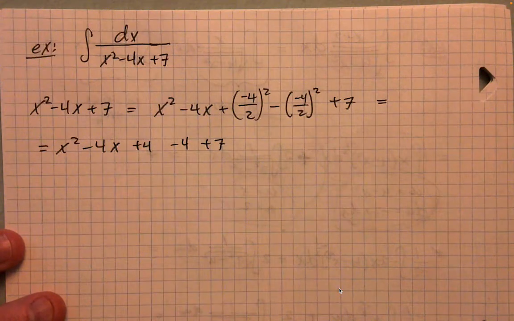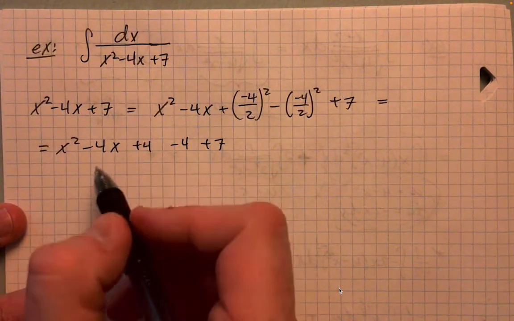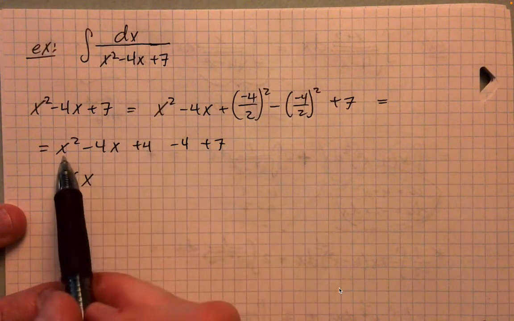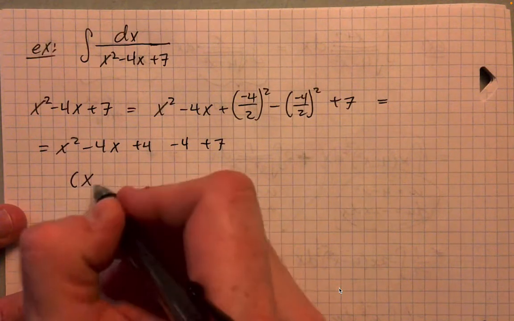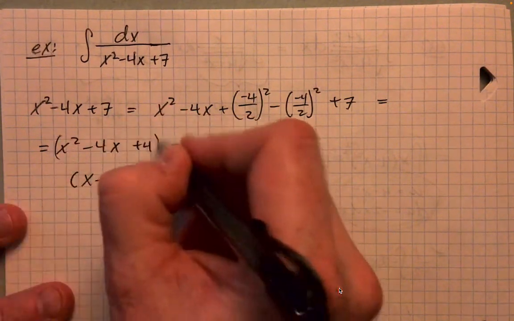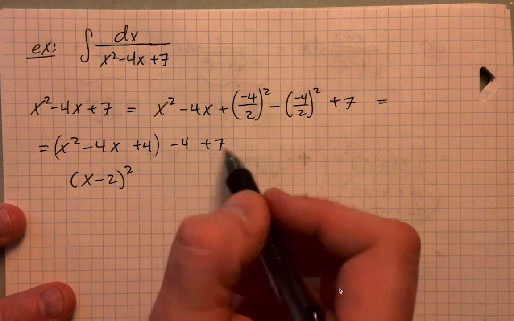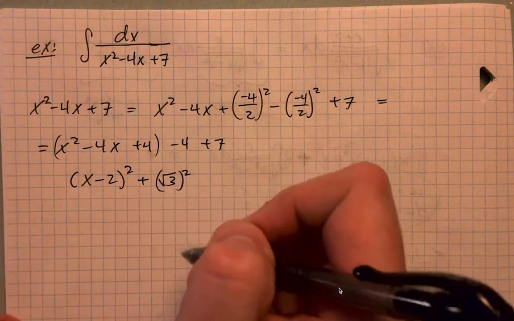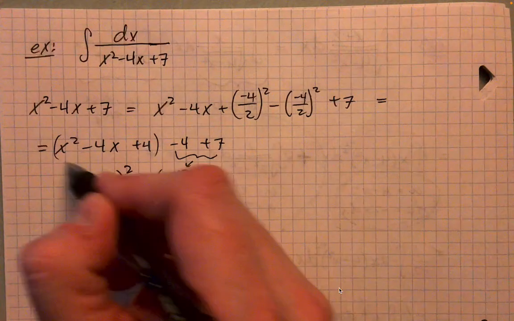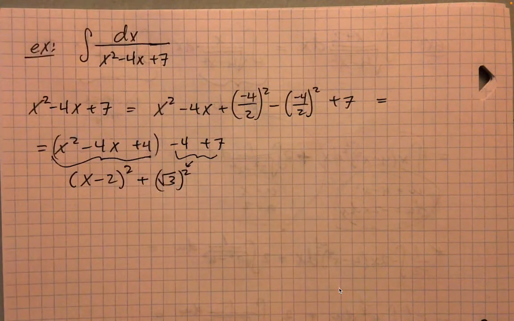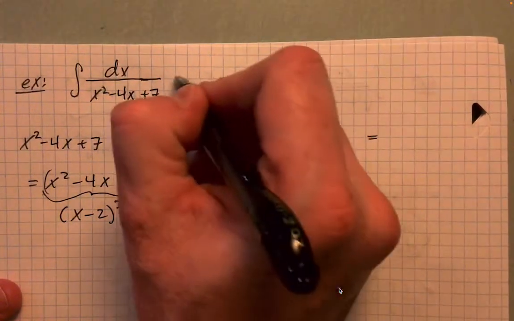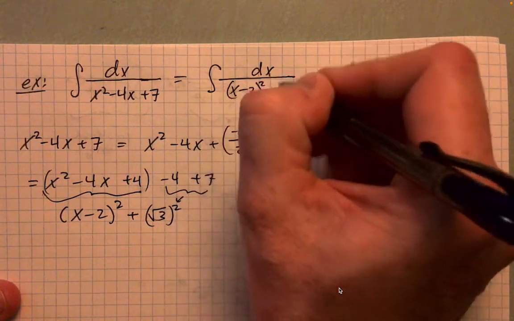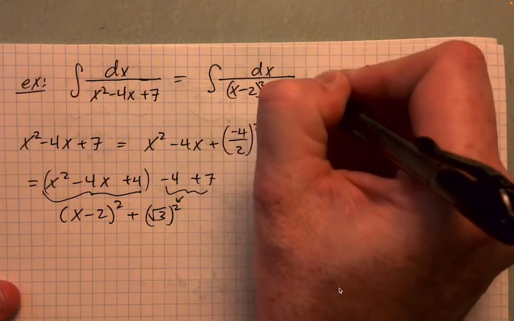And so when I do that, I get this guy here, which can be written as x minus 2 squared, right? So that's this part. And then this guy over here, minus 4 plus 7, of course, is just plus 3. So this would be plus the square root of 3 squared, right? That's this part. Okay, and so that means this integral can be rewritten as x minus 2 quantity squared plus the square root of 3 squared.